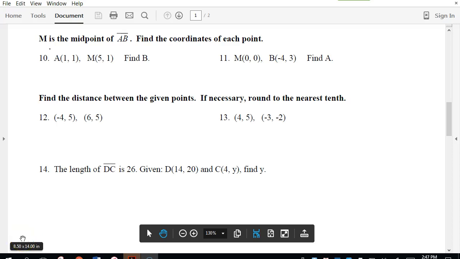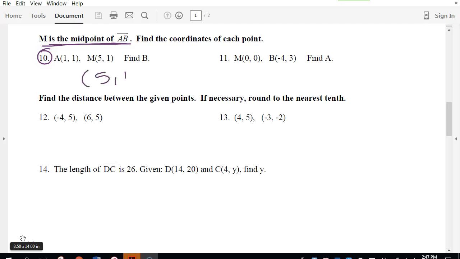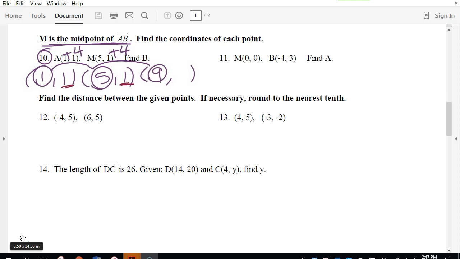Okay, so if we're looking at number 10, since M is the midpoint, all that matters is that when you set it up to play leapfrog, you put M in the middle. So you can put A first or you can put B first. So in this problem, you leap from 1 to 5. So that's plus 4. 5 plus 4 is 9. And then you leap from, oh, that's weird, 1 to 1, so that's plus 0. Plus 0, there's your answer, 9, 1.